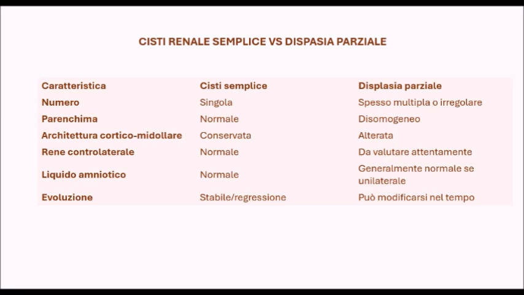The contralateral kidney is normal in the case of a simple cyst, whereas in partial dysplasia it must be thoroughly examined and carefully evaluated because it could be involved. Amniotic fluid, which reflects renal function and is therefore normal in a simple cyst, in partial dysplasia depends on the amount of unaffected parenchyma and the function of the contralateral kidney. The progression of a simple cyst usually has a very good prognosis, whereas in cases of partial dysplasia, the situation can gradually change over time. However, both of these conditions must, of course, be carefully monitored with consistent follow-up.